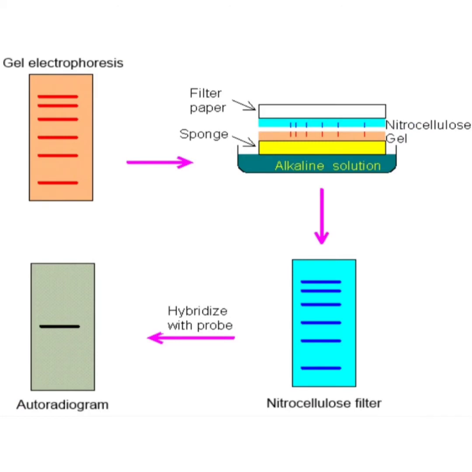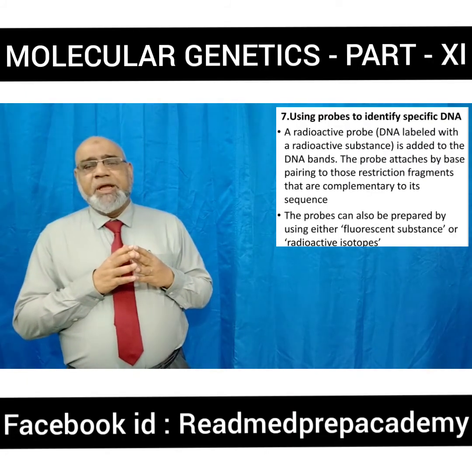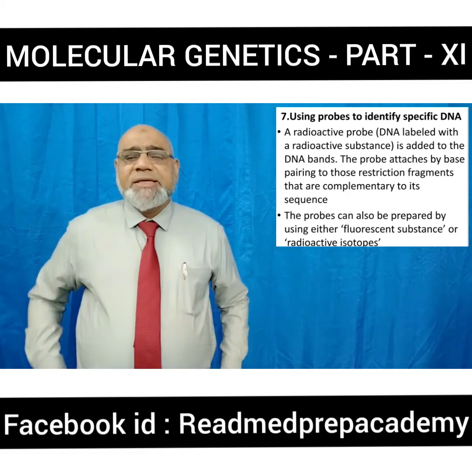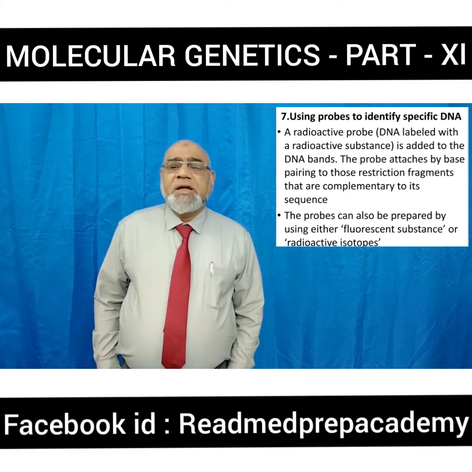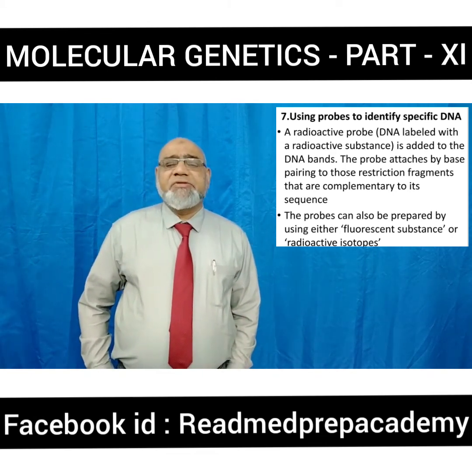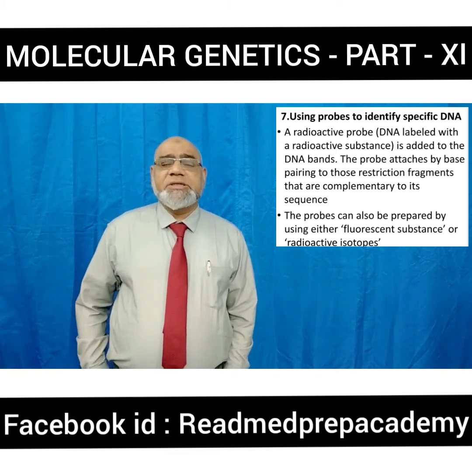Here you can see how the procedure is followed, and the resultant nitrocellulose filter paper that is obtained shows bands of DNA. Step 7 is using probes to identify the specific DNA. A radioactive probe, DNA labeled with the radioactive substance, is added to the DNA bands. The probe attaches by base pairing to those restriction fragments that are complementary to its sequence.